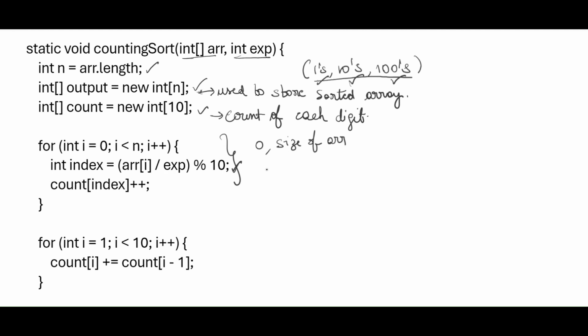Here we can see a line: index is equal to array of i divided by exp, modulo 10. What does it do? It will compute the index value based on the array element and the exp value, whether it is 1 or 10 or 100. And then after it will increment the count at that index value.